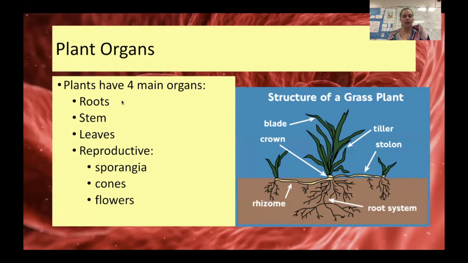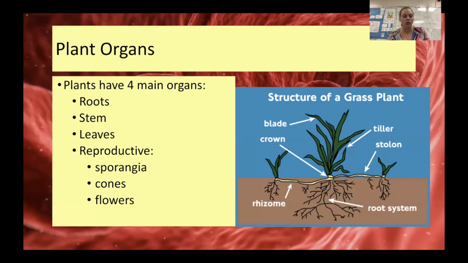Plants have specialized cells too that make up plant tissues, which can come together to give plants organs. So the 4 main organs of a plant that we're going to look at are roots, stems, leaves, and reproductive structures. Depending on the type of plant, you could have a reproductive structure called sporangia, cones, or a flower. You're not going to have all three, you're going to have one or the other.